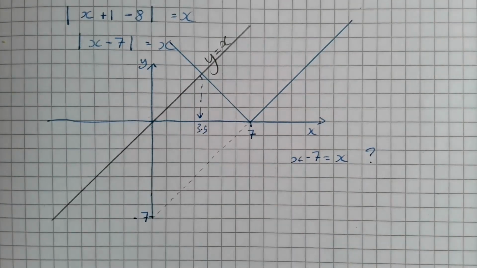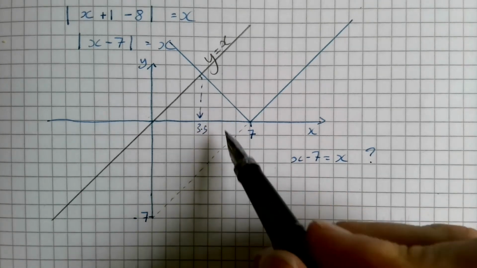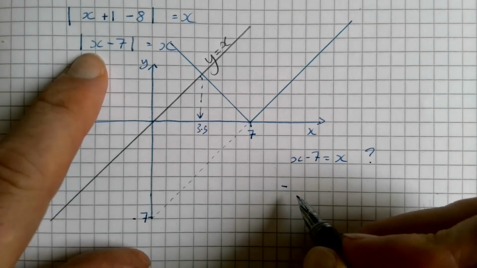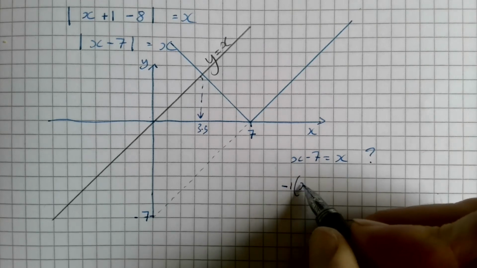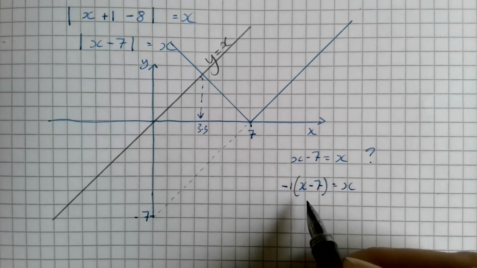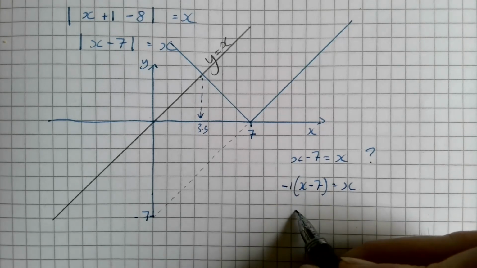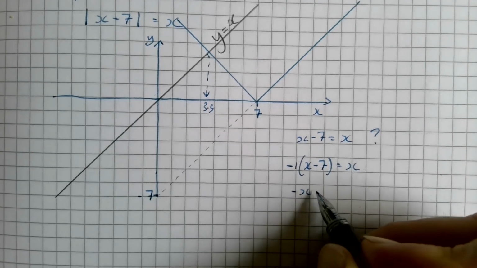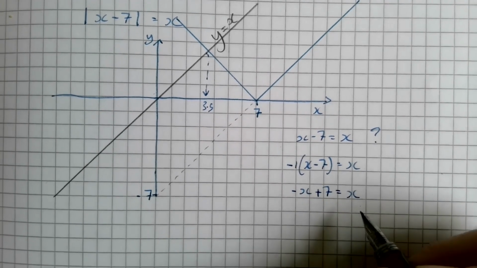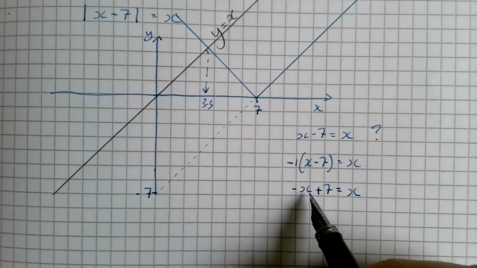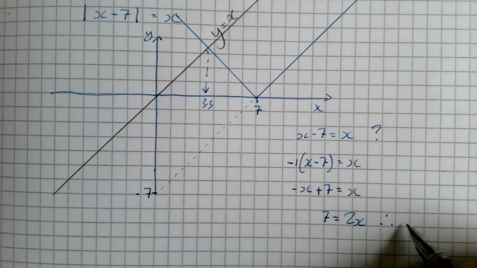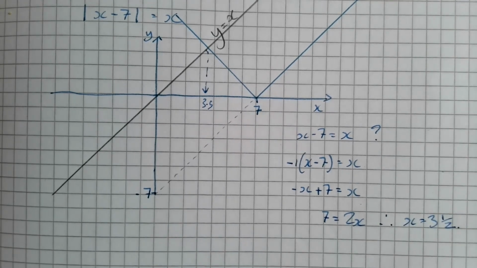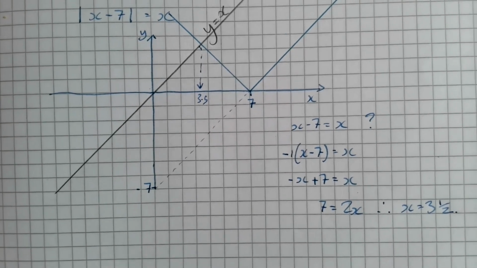Or I could, if you remember, have the negative version of it, which is what we have because it's got this reflected. So minus 1 outside x minus 7 equals x. Now if I times them both by -1, you get negative x plus 7 equals x, and then if I add x to both sides I get 7 equals 2x, and therefore if I halve it I get x equals 3.5, or 7 over 2, whatever floats your boat there.